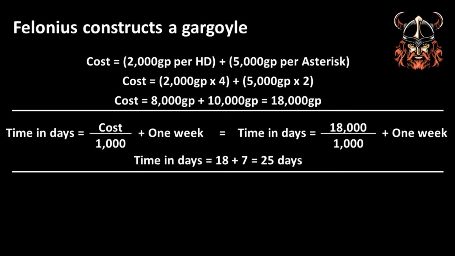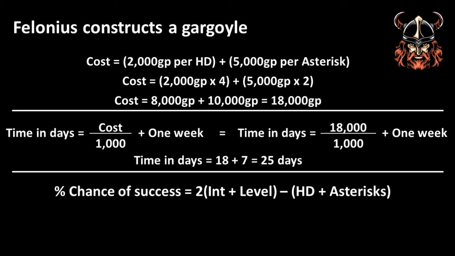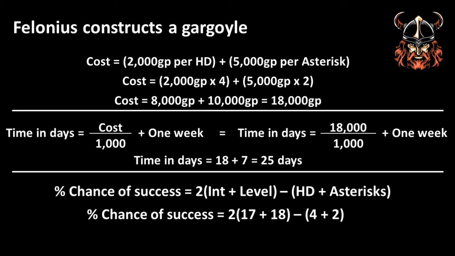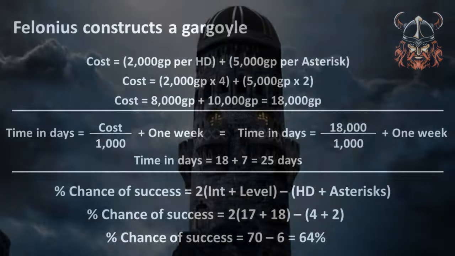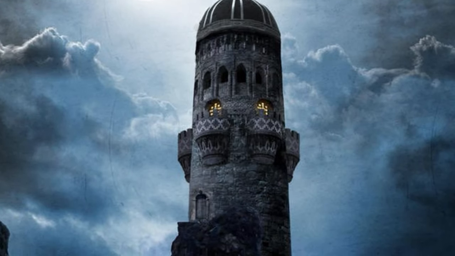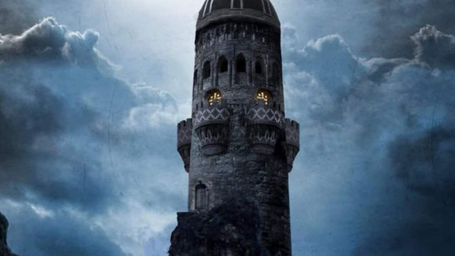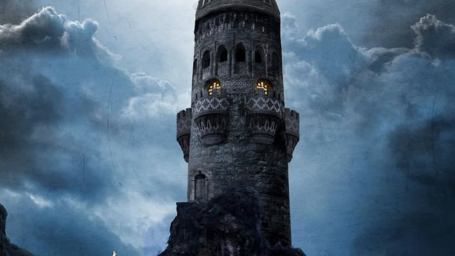So after 25 days, Felonious's chance of success is 2 times the total of his intelligence score of 17 added to his level of 18, minus the 4 hit dice of the gargoyle and its 2 asterisks. This amounts to 70 minus 6, which equals 64%. Therefore, Felonious has a 64% chance to create his 4th gargoyle. We'll assume he was successful, and now has 4 gargoyles perched on his tower overlooking the Caves of Chaos, and sometimes pestering fresh-faced adventurers attempting to get too close.